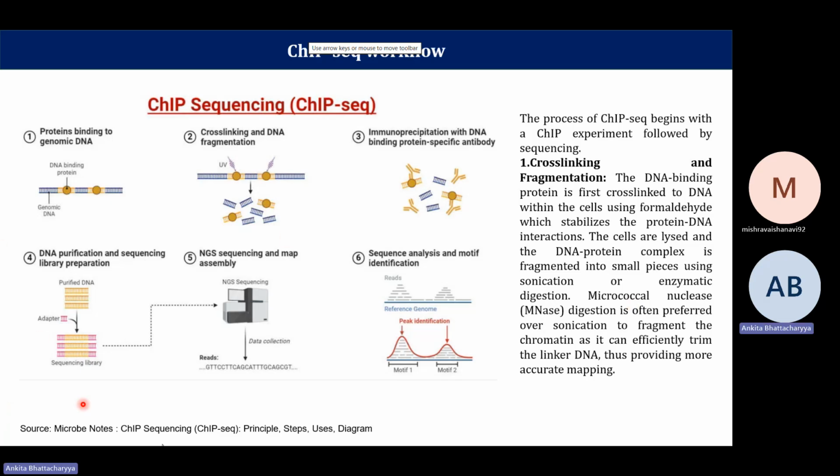Next you have NGS sequencing, you map the assembly, and then you trace back where exactly these fragments have come from. And then you identify the motif to which this particular protein binds, and you will find multiple databases which carry out motif analysis to identify whether there is a pattern. So sequence analysis and motif identification is going to help you identify peaks, indicating binding of a particular protein in a certain region.